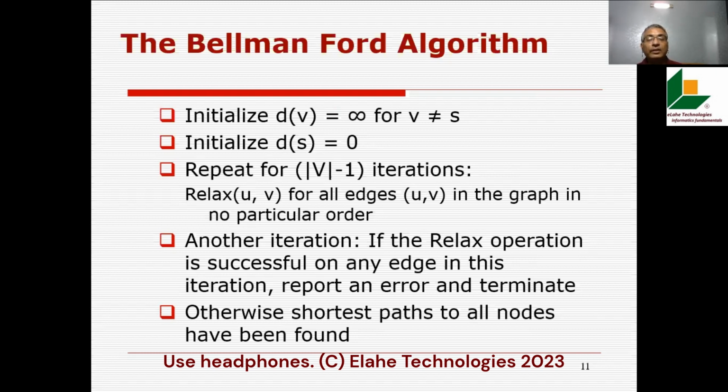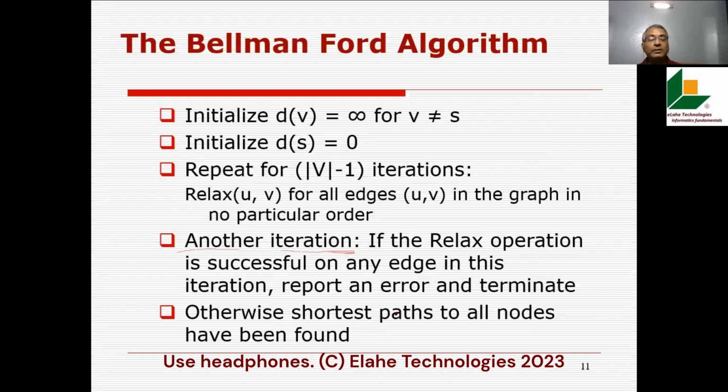Otherwise, if in the vth iteration, this extra iteration that you do in the end, right? After your v minus 1 iterations, you should be done. So you are doing one more round to do this error check. If this round is successful, meaning that there are no changes in d values in this round, you know that you have successfully computed all the d values, the shortest path values.